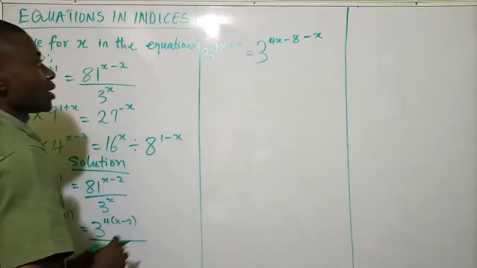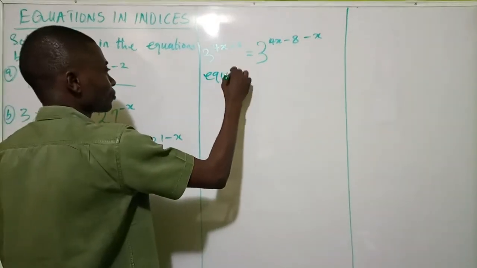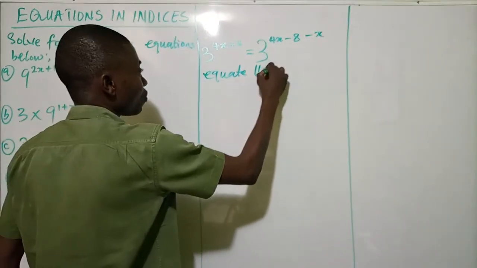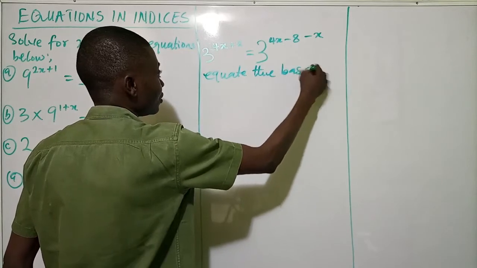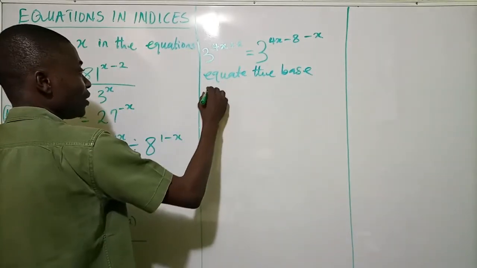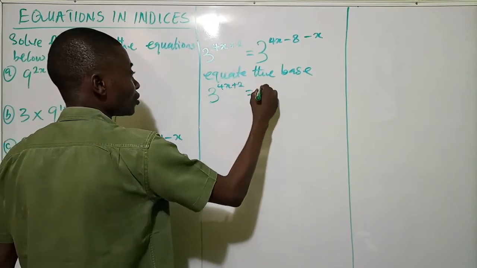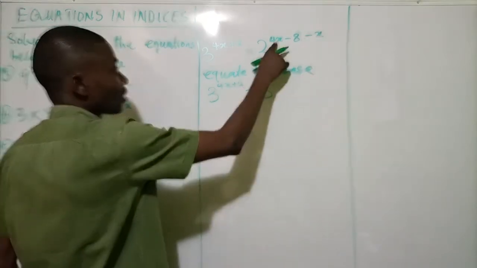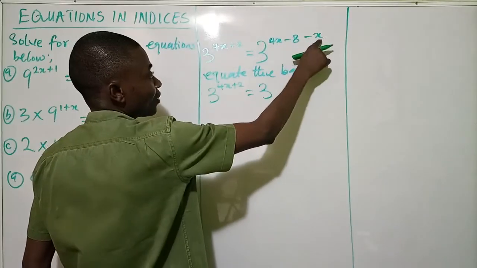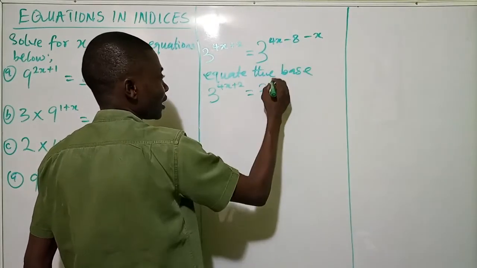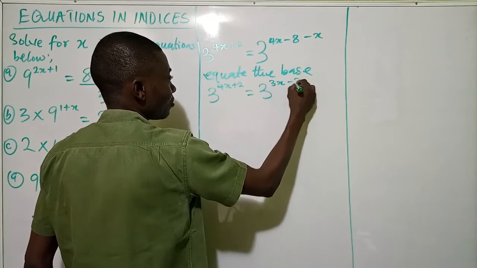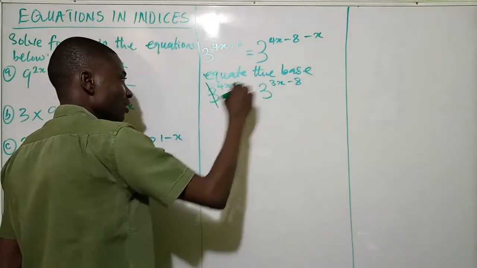Now, I can equate the base. If I equate the base, so 3 raised to the power of 4x plus 2 equals 3 raised to the power of, look at this, 4x minus x. They are like terms. 4x minus x will give me 3x minus. It's equating the base now. This goes with this.